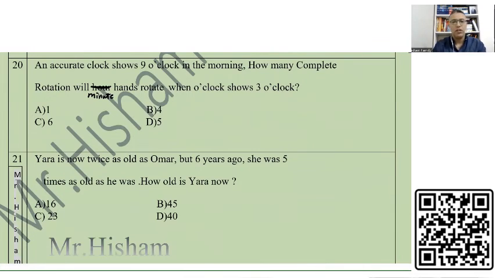An accurate clock shows that the time is 9 in the morning. How many complete rotations will the minute hand make when the time is 3? So if the time was 9 and now the time is 3, how many complete rotations for the minute hand? 6 complete rotations, because it's 6 hours.